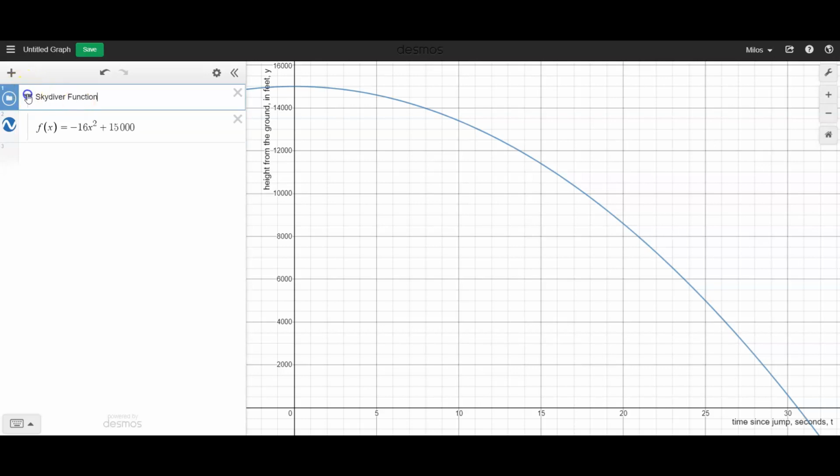And so that way I know that's what that folder will contain. You don't have to create folders, it's just convenient. Now I'm going to graph another one. I'm not going to put this one in a folder just because we're not going to be doing a lot of stuff on here. But I want to graph y equals 14,000.